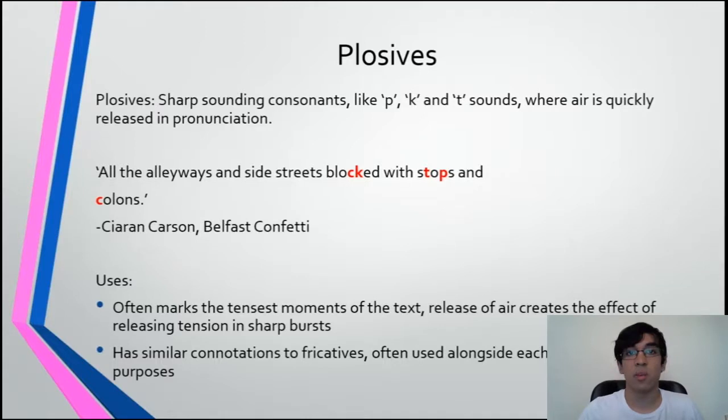Now let's take a look at this example from Carson's Belfast Confetti. "All the alleyways and side streets blocked with stops and colons." Now you might notice these harsh syllables at the end create a certain sense of dramatism. Carson's talking about militarism and violence, so these harsh sounds tie in really well with the theme. Now plosives can mark the moments of highest tension in the poem, but they usually have similar connotations to fricatives in being related to instances of tension and sometimes violence. They're an especially useful tool to create drama and to again draw the reader's attention.